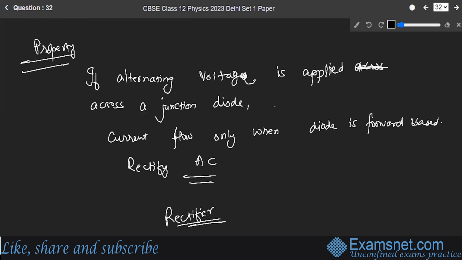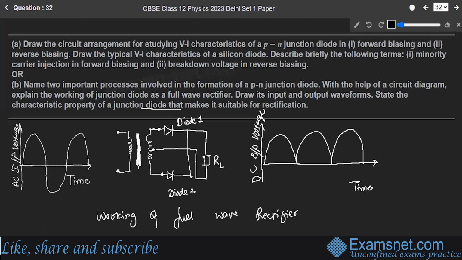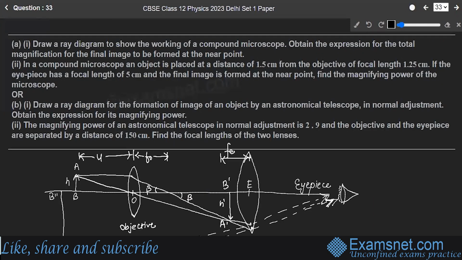So this is your A and B part of question 32. Hope you are clear with this. Let's move to the next question. Question 33. It contains A and B parts again. A part: draw a ray diagram to show the working of the compound microscope. Obtain the expression for the total magnification for the final image to be formed at the near point.